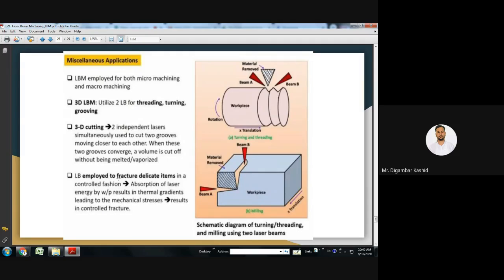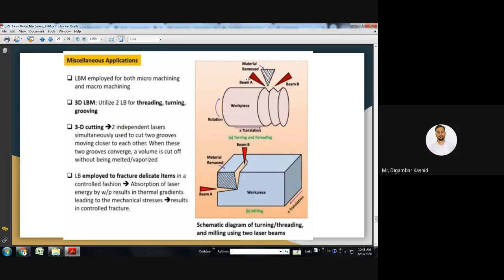So that is one laser, and another beam, I have shown as beam B. These two laser beams are used to do threading operations on the cylindrical workpiece. In the first diagram you can see that to do the turning and the threading on the cylindrical workpiece surface, we can use two laser beams.